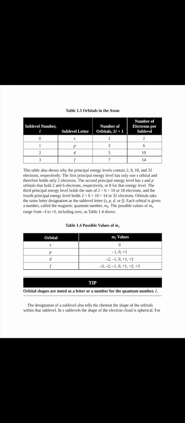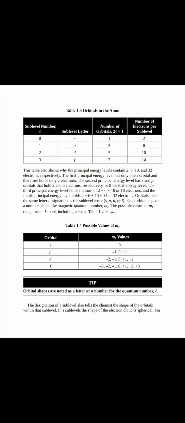The first principal energy level has only 1 s orbital and therefore holds only 2 electrons. The second principal energy level has s and p orbitals that hold 2 and 6 electrons, respectively, or 8 for that energy level. The third principal energy level holds the sum of 2 plus 6 plus 10, or 18 electrons. The fourth principal energy level holds 2 plus 6 plus 10 plus 14, or 32 electrons.